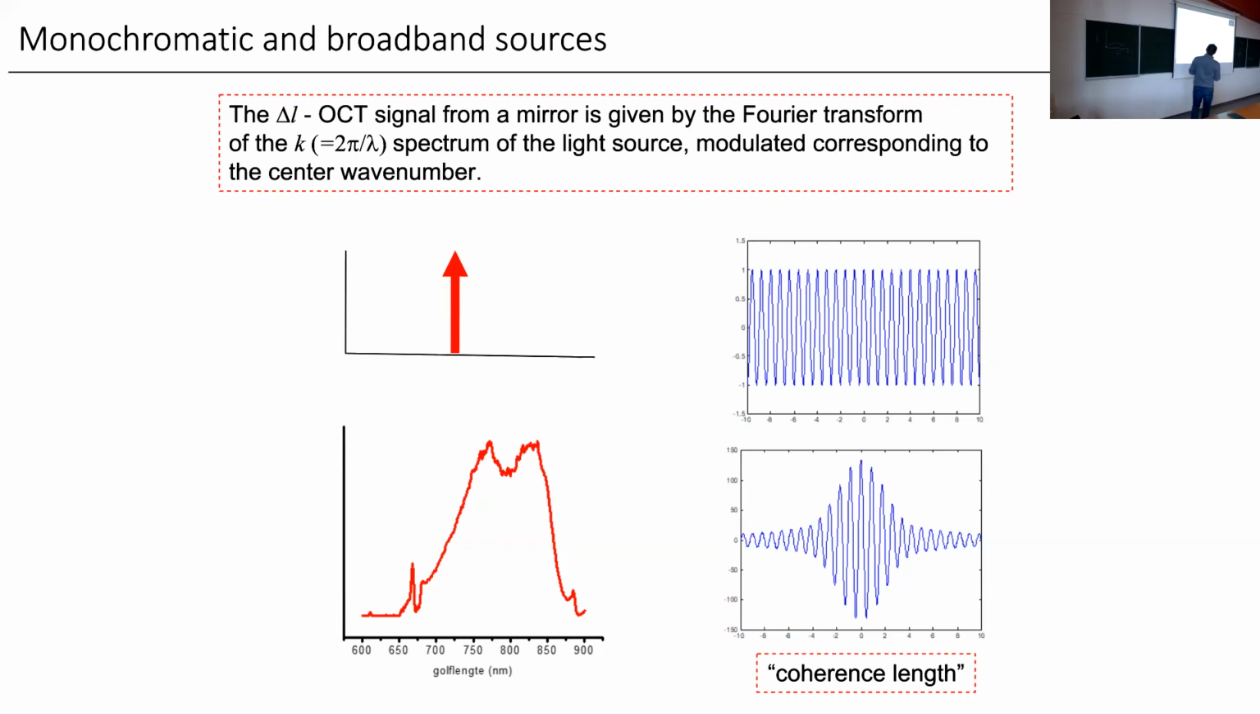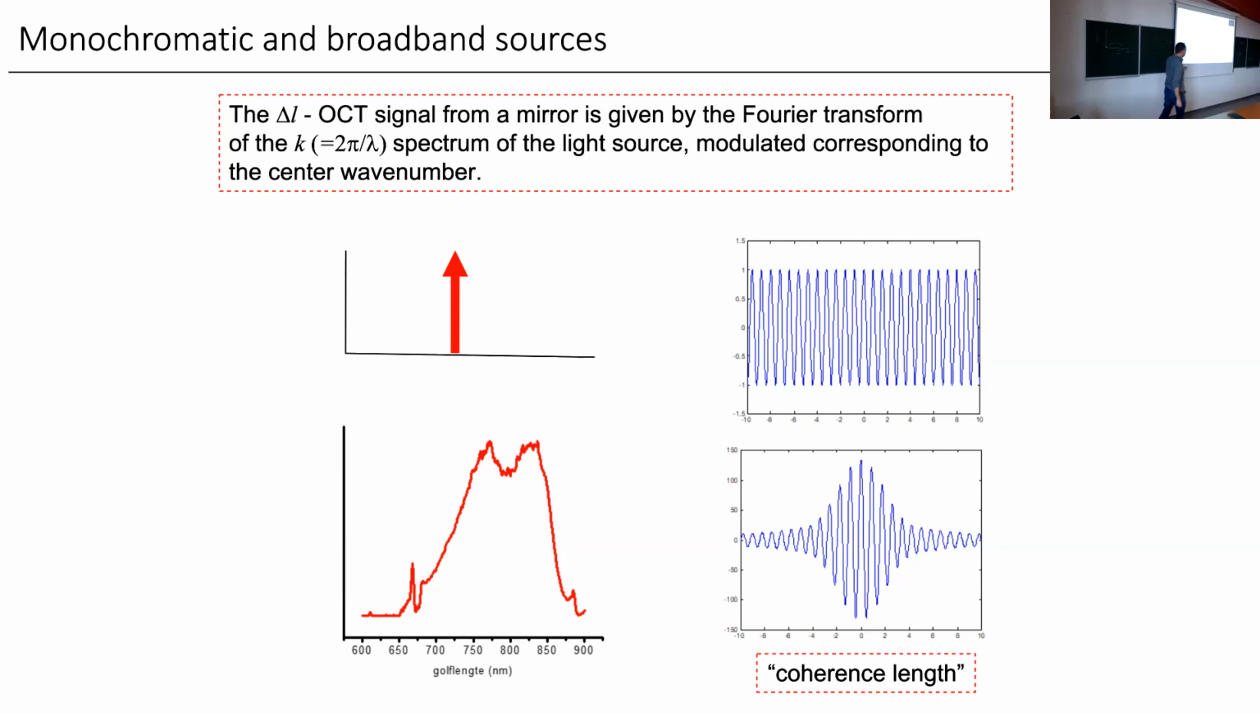So with that in mind, if I would take a source spectrum of a monochromatic light source, that would be just one wavelength. Then I can calculate the OCT signal by taking the Fourier transform. The Fourier transform of a delta function is simply a continuous cosine. So we have just one wavelength, and then we get an everlasting cosine.